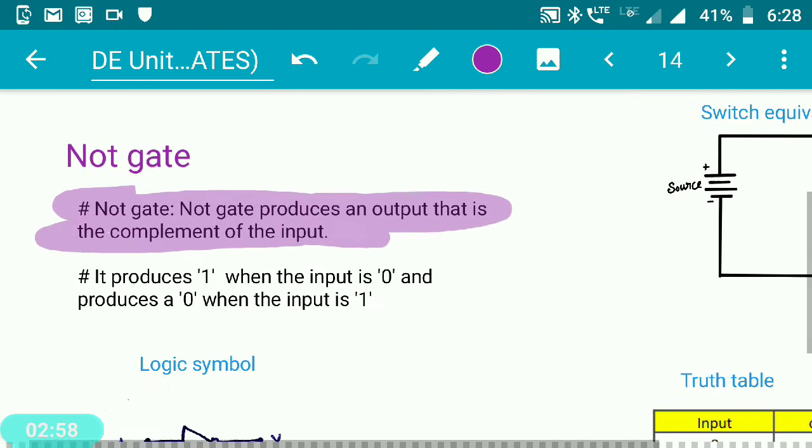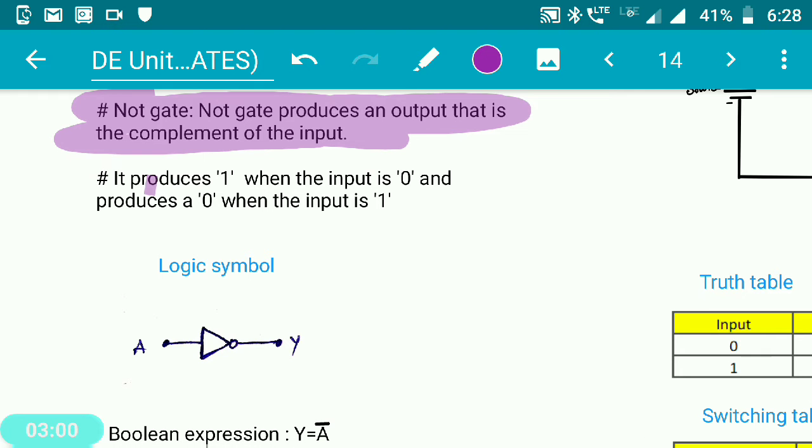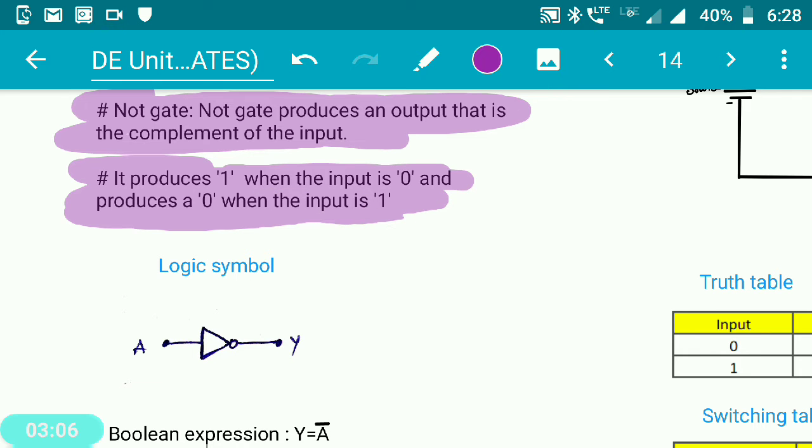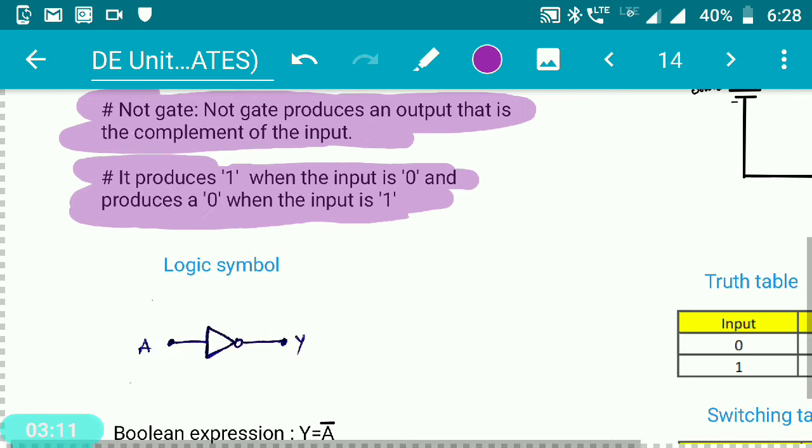Then we go to understand what it produces. It produces 1 when the input is 0, as I already told you, and it produces 0 when the input is 1. That is the meaning, and that is the function of your not gate.